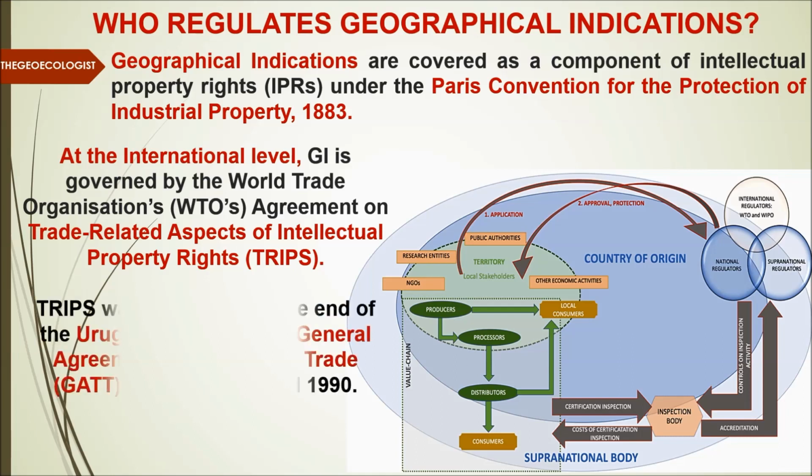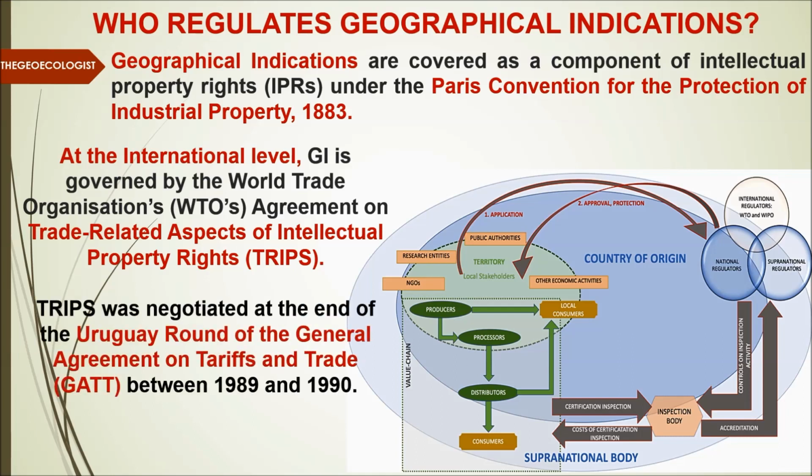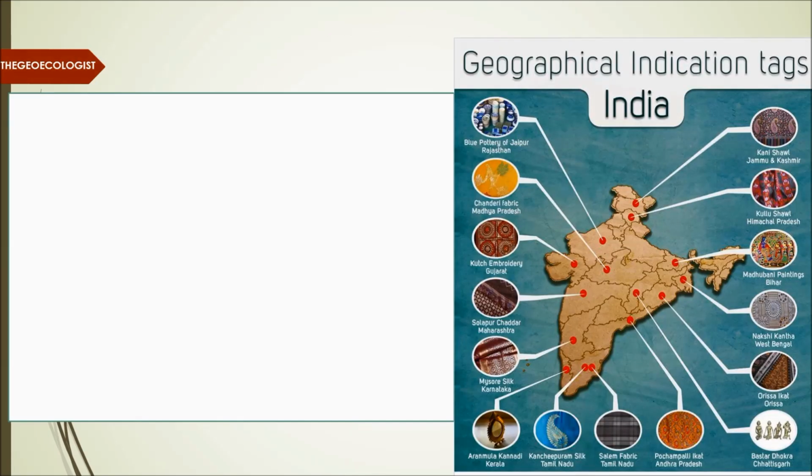Then further, TRIPS was negotiated around 1989-90, in the last round of the Uruguay round. The Uruguay round was basically on the General Agreement on Tariffs and Trade, very famously called GATT. So in the last round of GATT in 1989-90, TRIPS was finally negotiated and came to the table, right? Let's understand this in the Indian context.